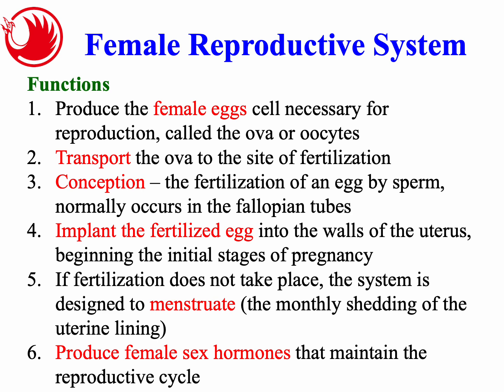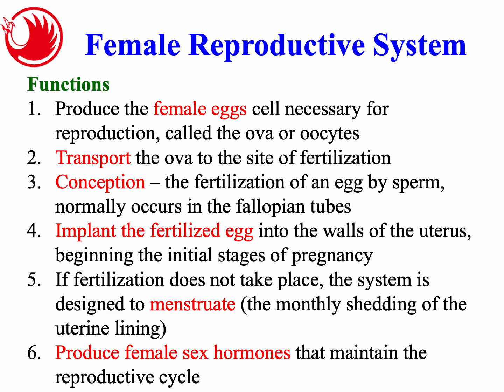The next is conception. In order for conception to take place, the egg must be fertilized by a sperm. The sperm must meet the egg and enter the egg, and this happens in the fallopian tubes. Once the egg is fertilized, it has to move to a place where it can implant into the wall. That place is the uterus, and that starts the initial stage of pregnancy.